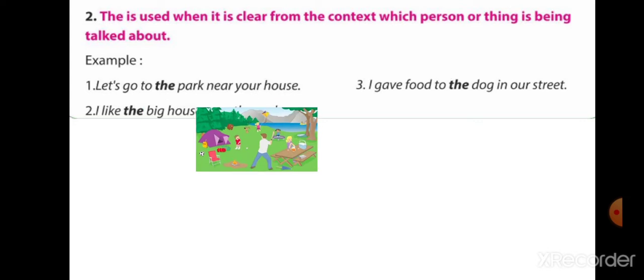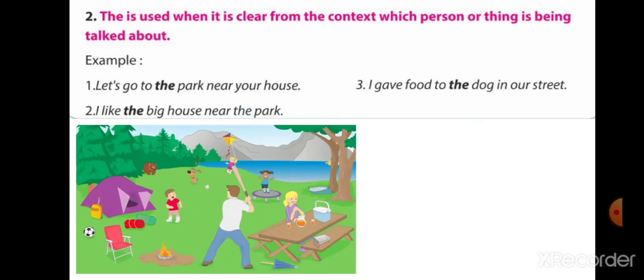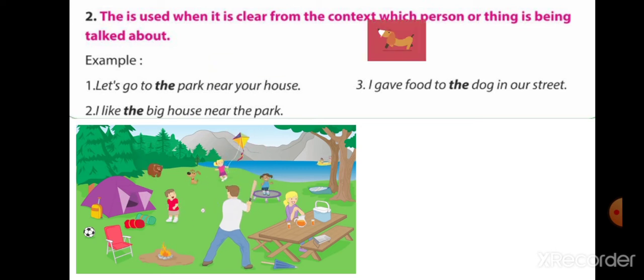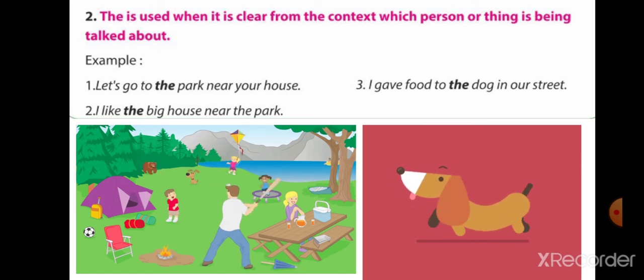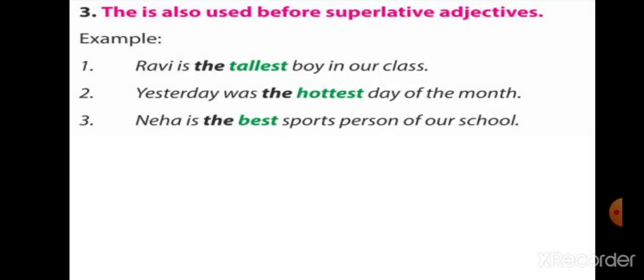First, let's go to the park near your house. Here the park is specified, that is near your house. I like the big house near the park. So here the house is particular, near the park. I gave food to the dog in our street. Here we are talking about a specific dog that comes to our street. So, the dog.